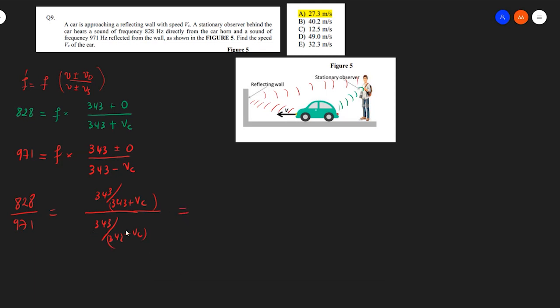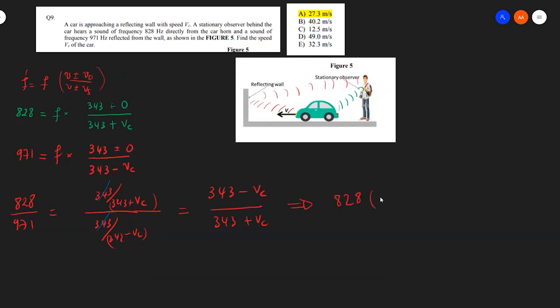Okay, now I will simplify, and I need to flip this one to the top, and it becomes 343 minus VC over 343 plus VC. This number here, I can calculate it, or it doesn't matter. I can do the product this way. You have different ways to do that, or I can write it. I don't know which one is the best for you. Okay, I will write the simplest one.